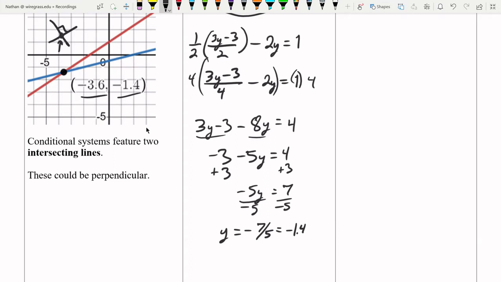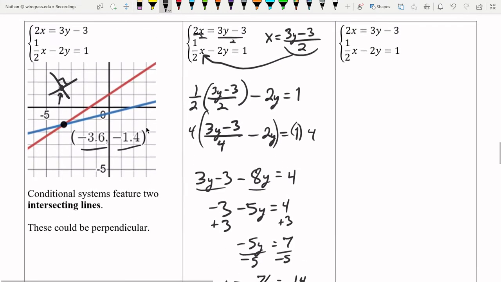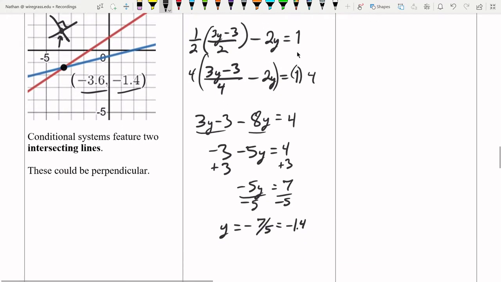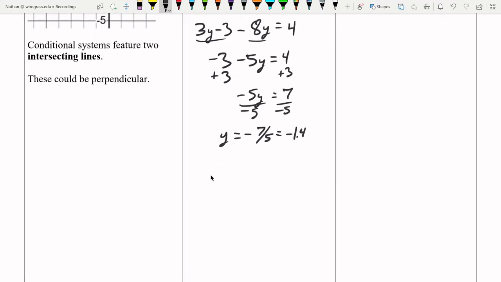Now all we need to do is figure out what is the x value. Well, if y is negative 1.4, that means this y is also negative 1.4. So I can substitute it in. It's 3 minus y minus 3 over 2. Of course, y here is negative 1.4, so let me plug that in.